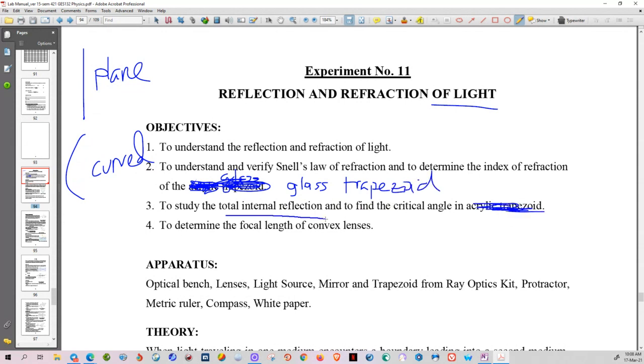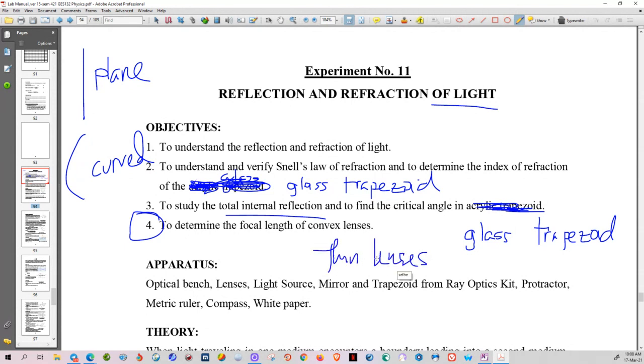We will study what we call total internal reflection, which happens inside a glass trapezoid. So what's the difference between them? The material. The material we use is glass instead of acrylic. In the physics lab, we have an acrylic trapezoid, but here we will use a simulation, and the simulation will be using a glass trapezoid. And then finally, we will study what we call thin lenses. When we talk about thin lenses, we are talking about a convex lens, and I will teach you by simulation how to find the focal length of a convex lens.